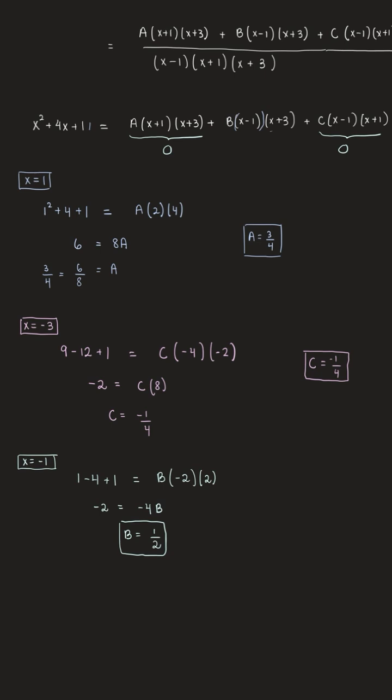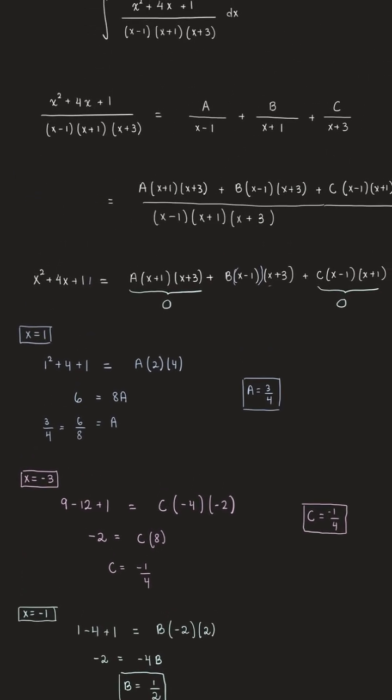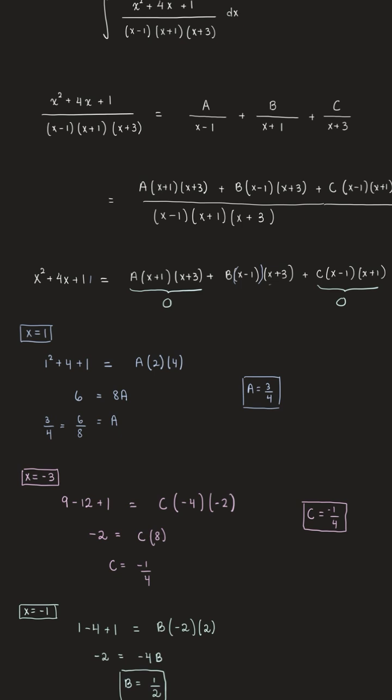Okay, we're not done, because what we need to do next is go back to our partial fractions up here and put in our values for a, b, and c. And then, because we want the integral, we're going to integrate the right side of this equation, because that will be equal to the integral of the left side of the equation, which is what we were looking for.